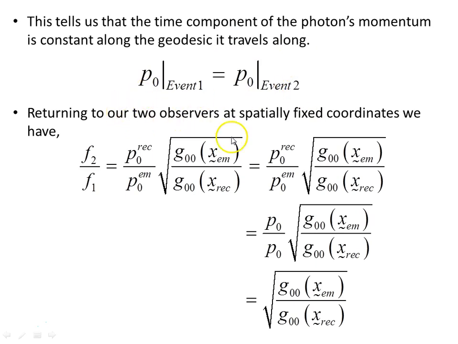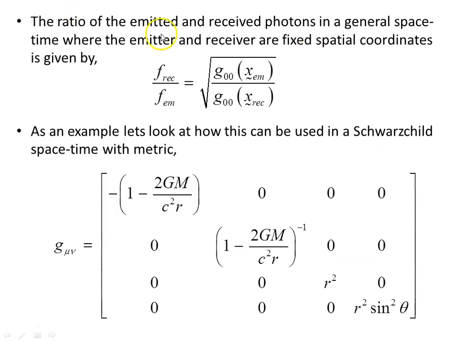And then returning to our two observers at spatially fixed coordinates, we have f2 on f1, that's event 2 over event 1, the receiver over the emitter, is this over that, which is p0 over p0. They're the same, so they cancel out. We're left with just this object here, the square root of the 0,0 components of the metric at each of the points, at emission and reception. So the ratio of the emitted and received photon frequencies in a general space-time where the emitter and receiver are at fixed spatial coordinates is given by this object here.